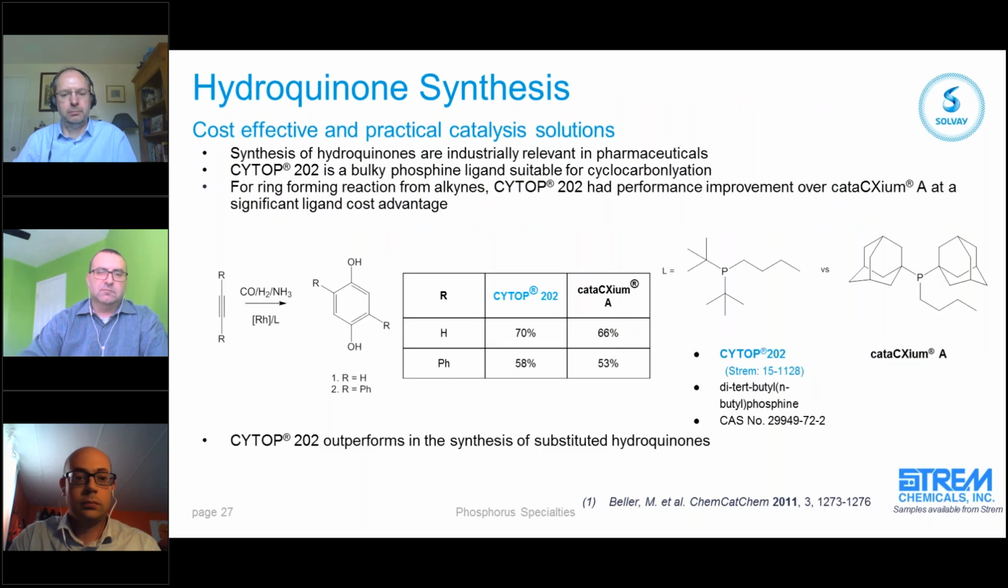Next slide. The last application I'm going to talk about before handing it over to Bill for the life sciences is hydroquinones. The reason I wanted to highlight this is because there are some very famous ligands used in a lot of pharmaceutical applications, such as Cataxium A. They're very useful because they have these bulky adamantyl groups on them, but they're also quite expensive, and in a lot of cases there's a lot of IP around them.